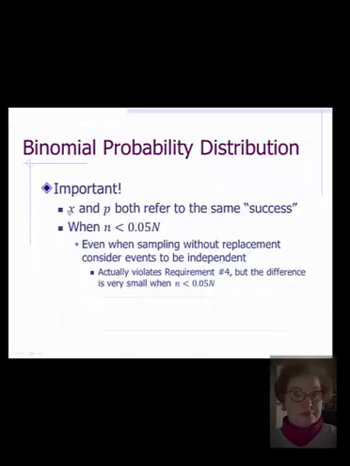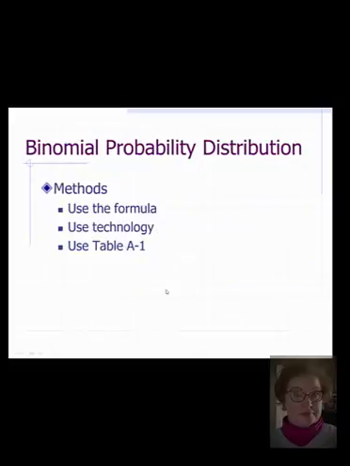Now, when we talk about x, that is the value of the success. When we talk about p, that is the probability of the success. So it's very important that you keep your frame of reference the same. And again, when the size of your sample, lowercase n, is less than 5% of your population, uppercase N, then you can sample even without replacement.